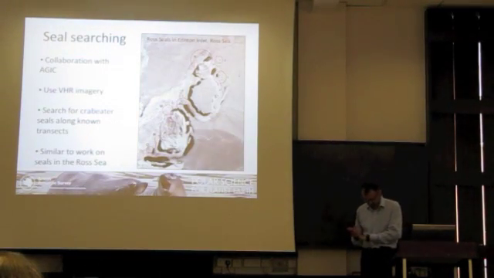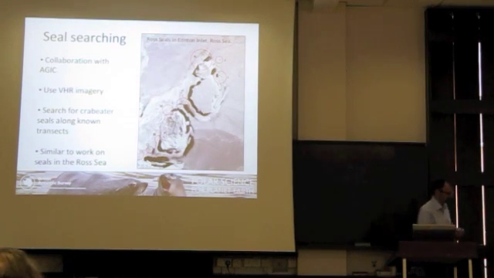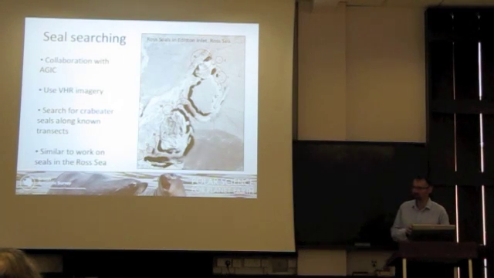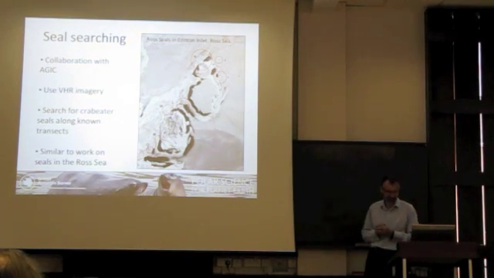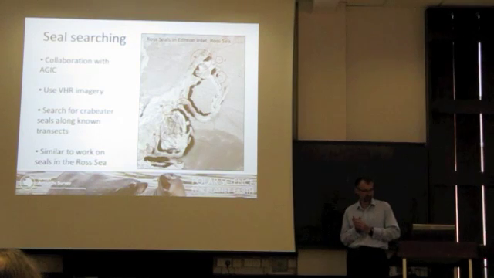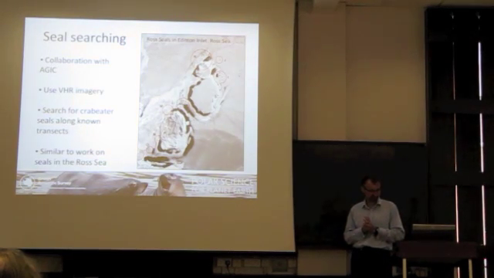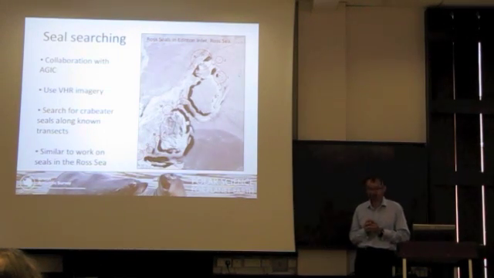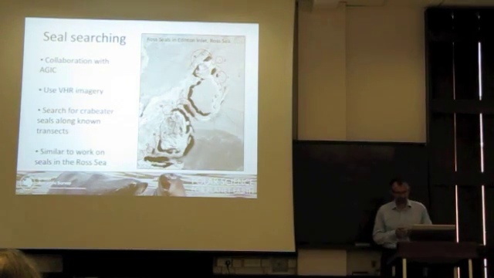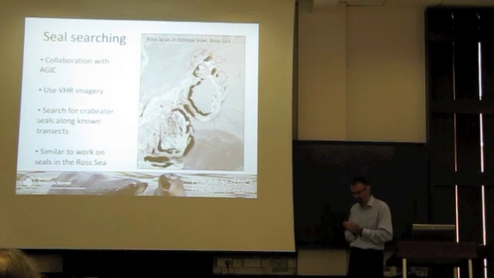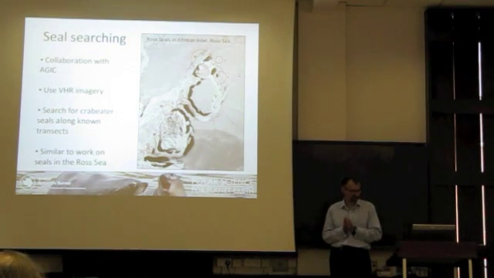Okay, so 2 last examples I'm going to talk a little bit about. These are quite preliminary studies that we're going into, but again, quite novel. Ice seals. This is an example of looking for seals using satellite imagery in collaboration with the American NSF-funded Antarctic Geospatial Information Centre, using, I think in this case, QuickBird images. This is a panchromatic QuickBird image, 64 centimetre resolution. We're going to be searching for crab-eater seals in the Bellingshausen Sea along known transects.